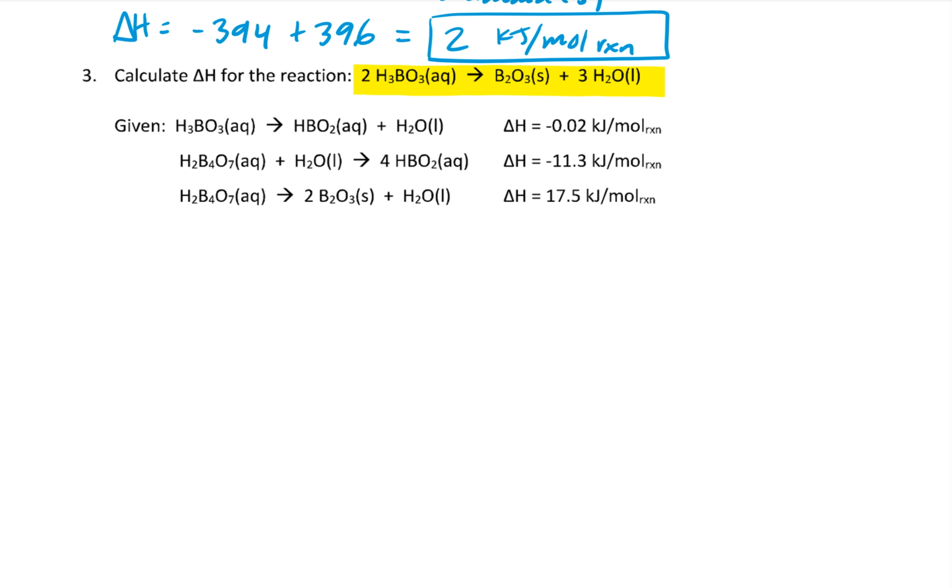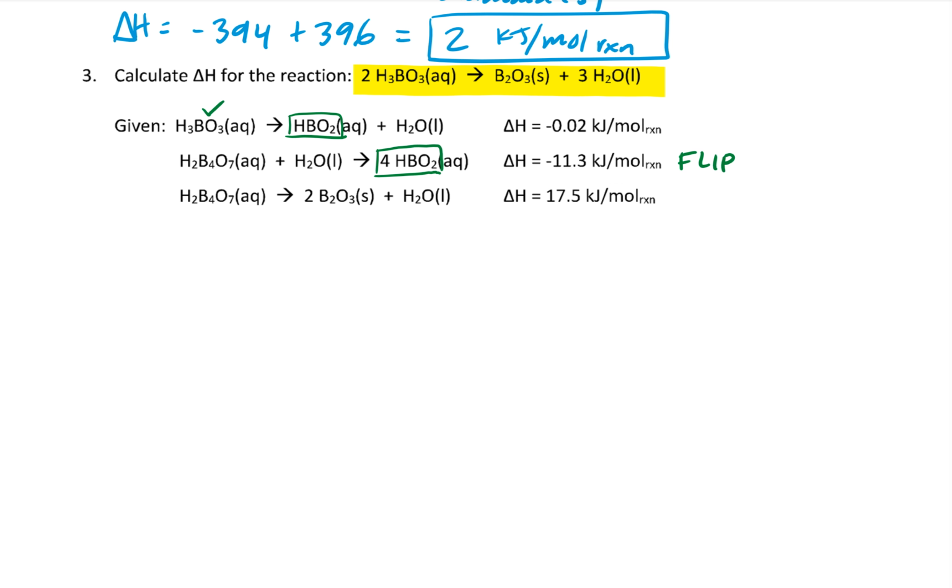However, there's some other stuff here that needs to cancel out. This HBO2 needs to go away. Where's that other HBO2? Here it is. I got 4 HBO2s down here. So right now, both of these are on the product side. I know I have to cancel them. So I'm going to have to flip either this first equation or the second one. But I just said that H3BO3, this one has to stay as a reactant. So that means I'm going to need to flip this second equation.